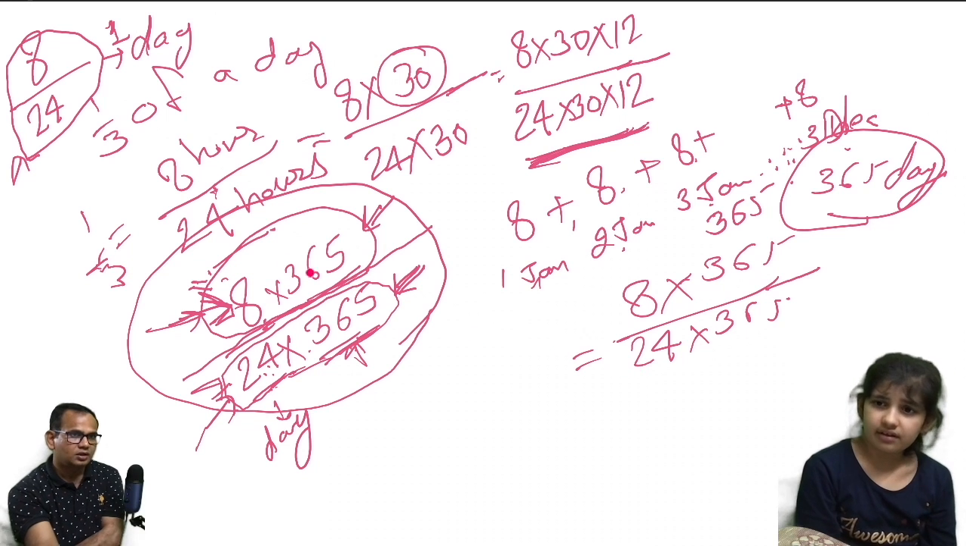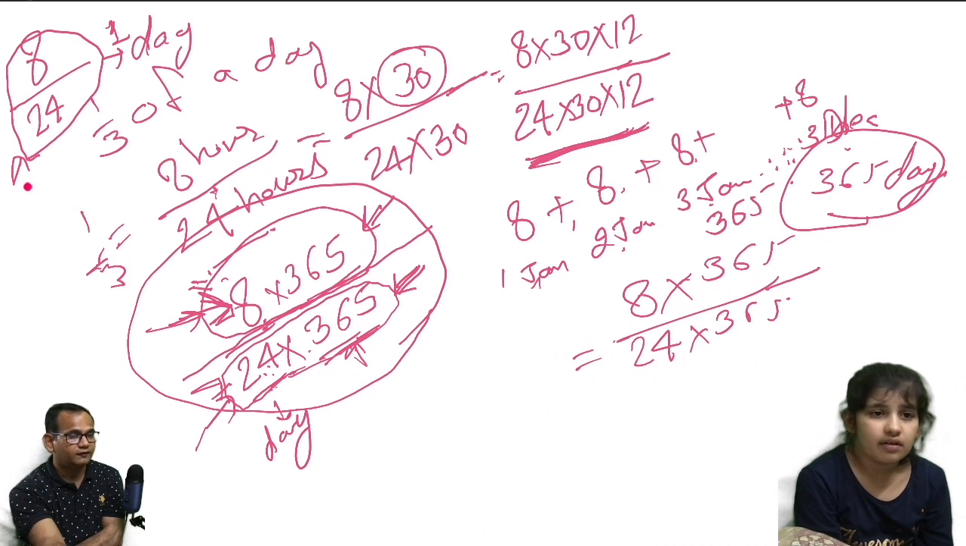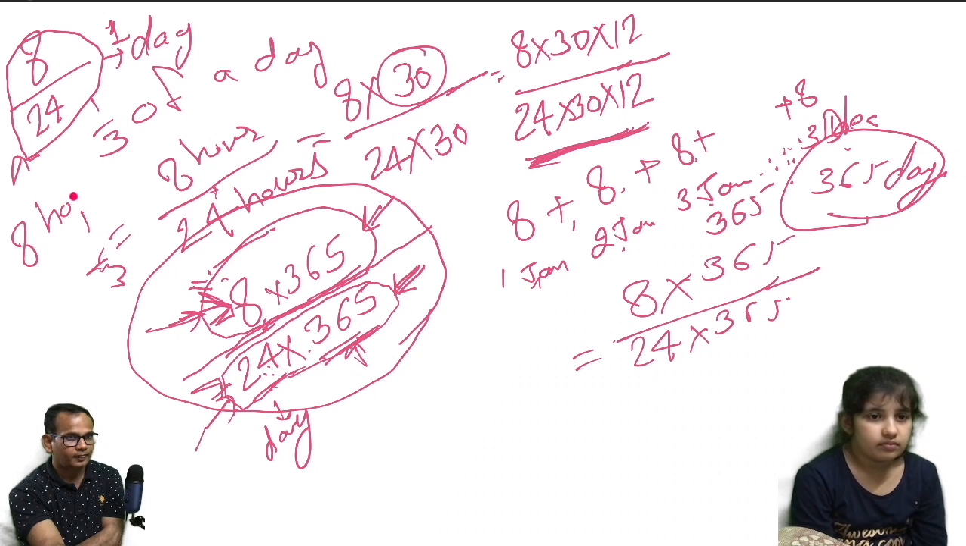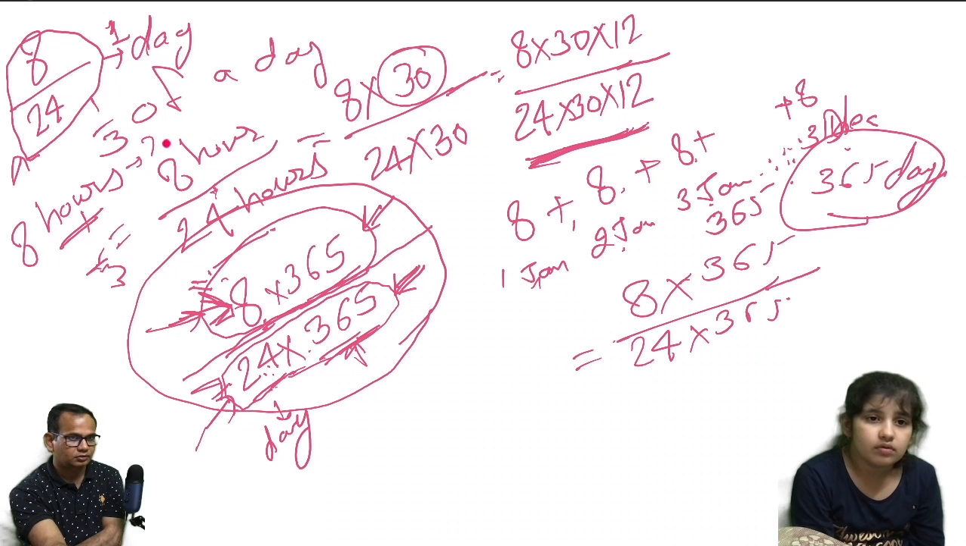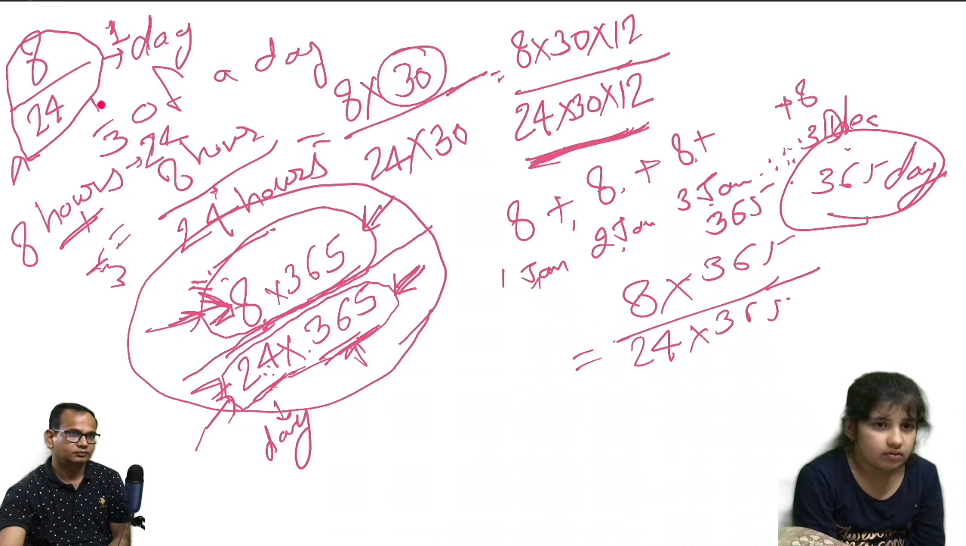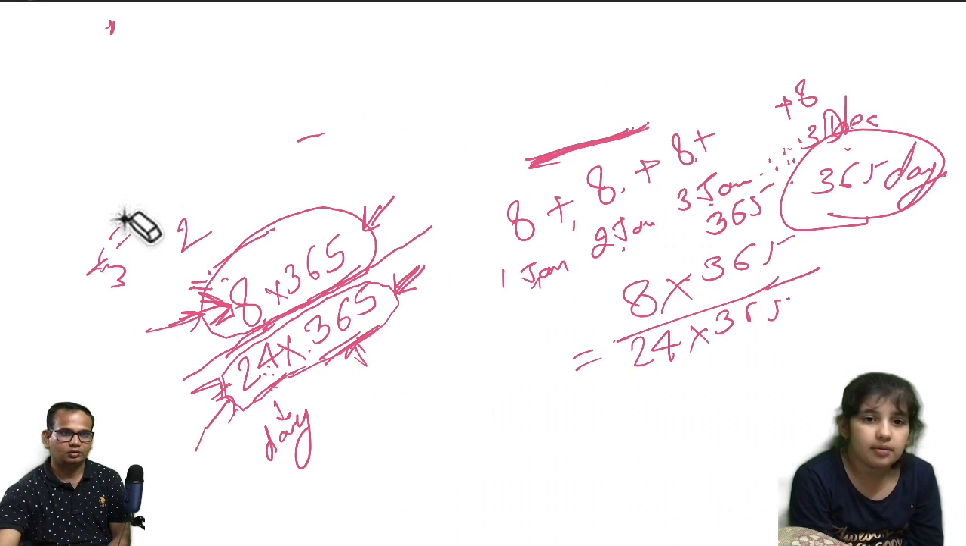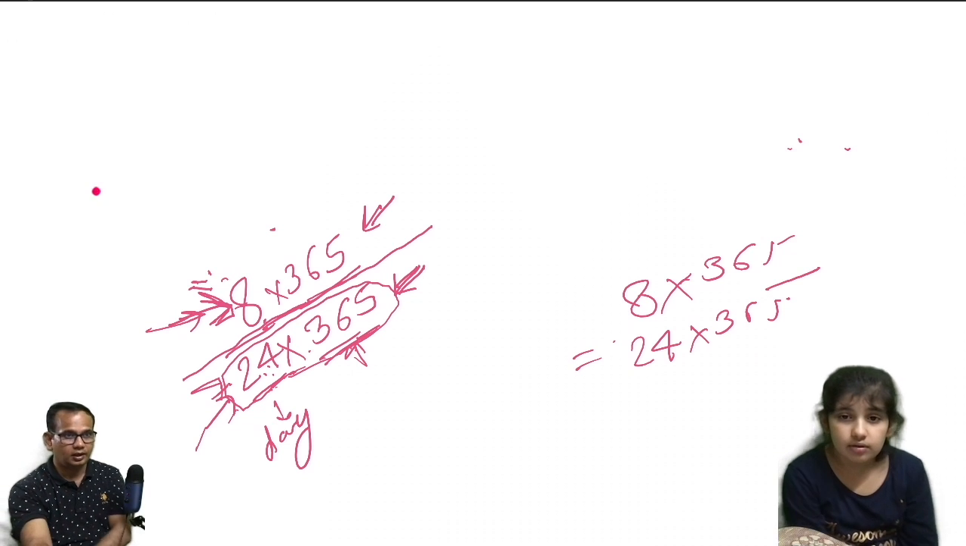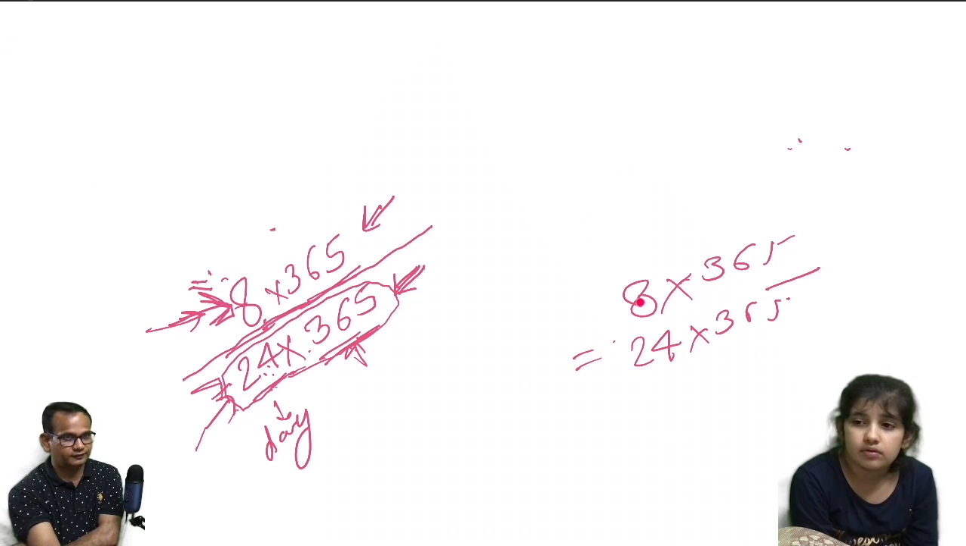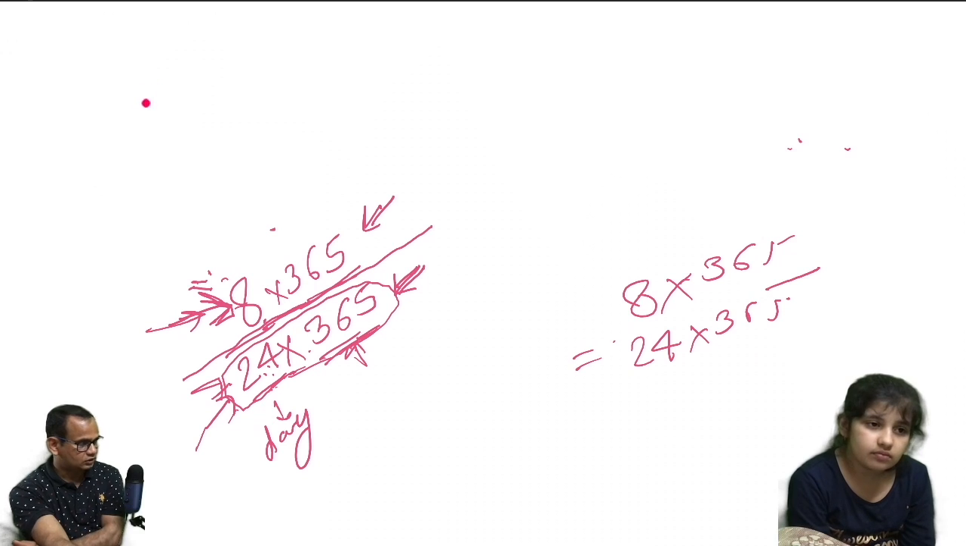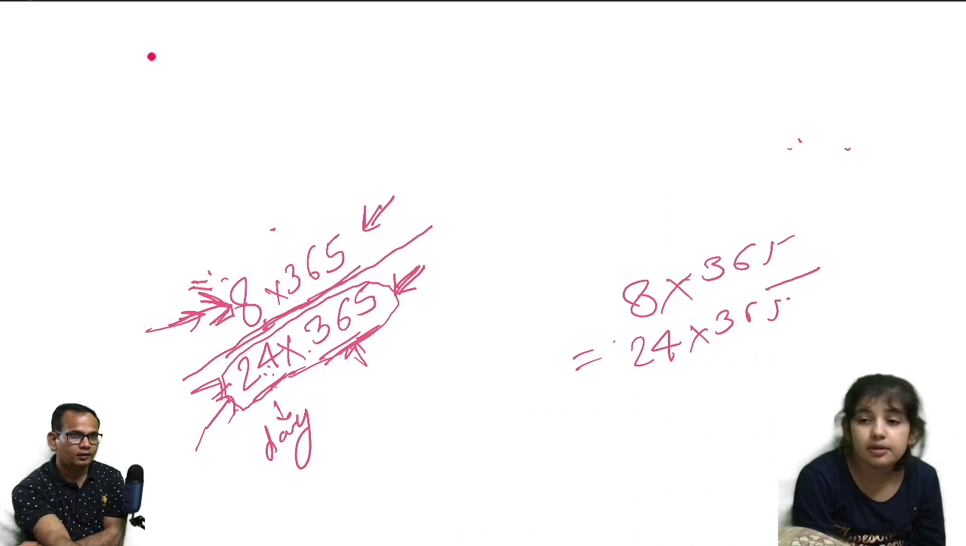There is a difference. Just see, Avisha, if 8 hours I sleep out of 24 hours, what is the fraction? 8 by 24. I'm asking what part of a year we sleep. That question I'm trying to make you understand. That was 8 by 24 on 8 by 365 only, na?